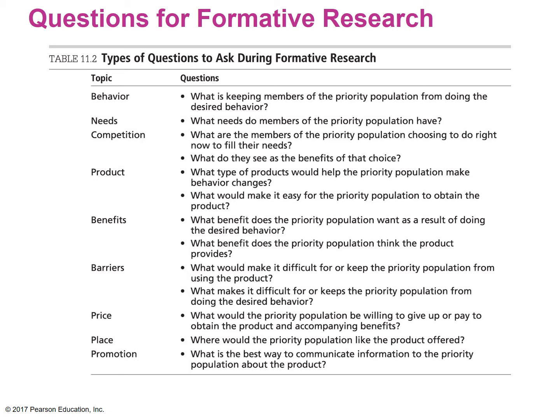Barriers, right? Understanding real and perceived barriers that the target population feels are preventing them from participating. Price, right? What are we asking the target population to exchange for the benefits? Place, right? Are we offering this in a location that's readily accessible? And then promotion. How are we getting the word out to our target population?